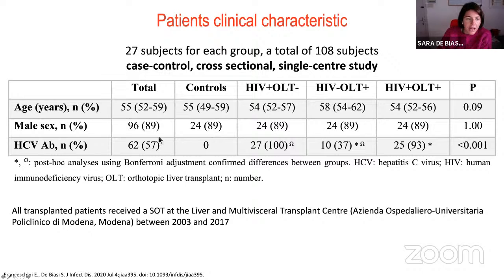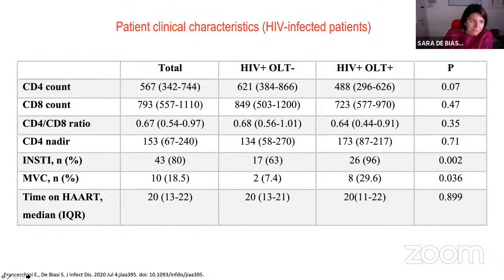Patients were matched for age and for sex, and they were not matched for HCV, because of course the patients that received a transplant and have HIV had a higher percentage of people with HCV. These are the clinical characteristics of the HIV-infected patients.